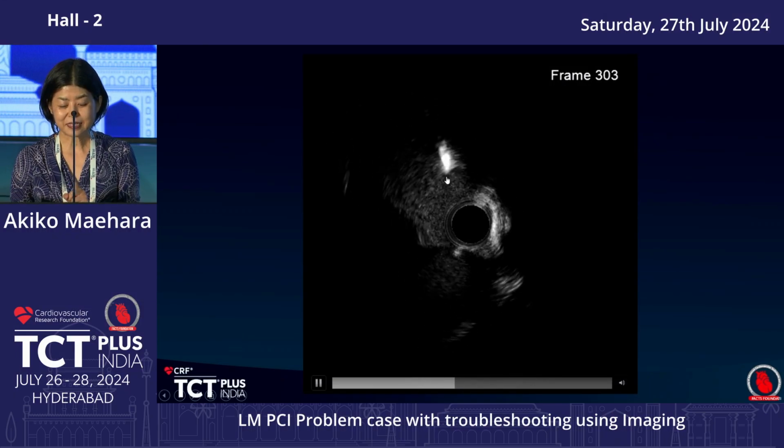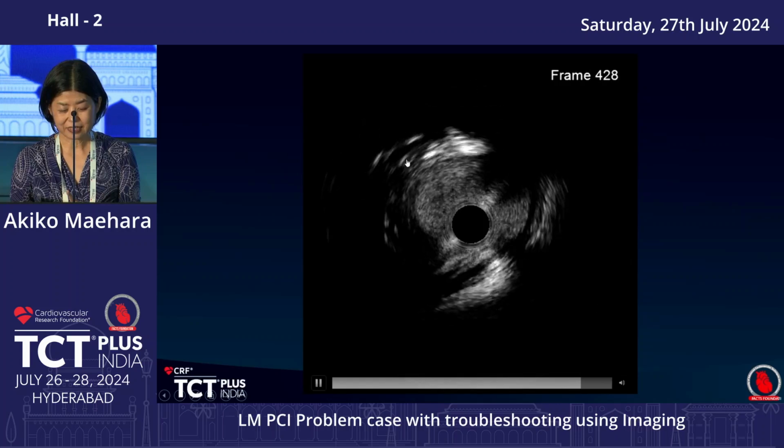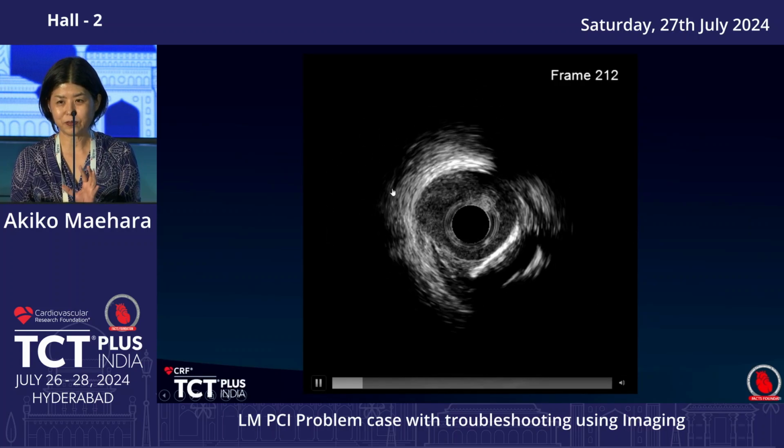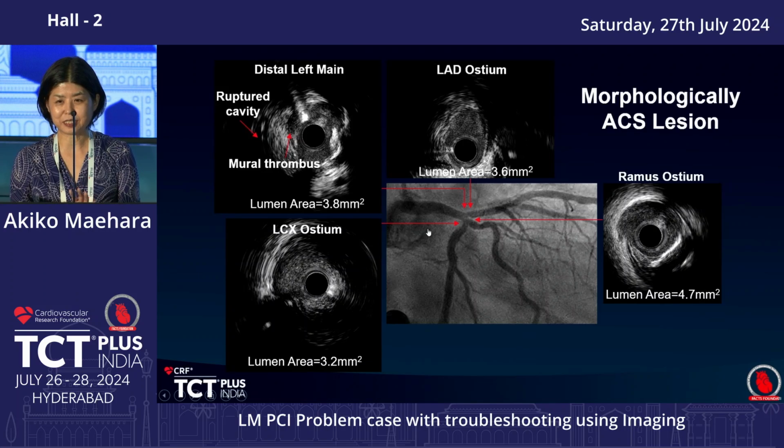One more time, this is trifurcation. Come to the left main, stenotic. Here, looks like a low intensity area. So this is actually a very dangerous IVUS. When you look at it all together, this is really ACS-related morphology.